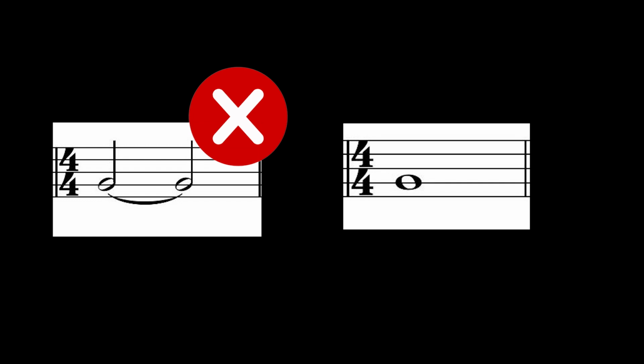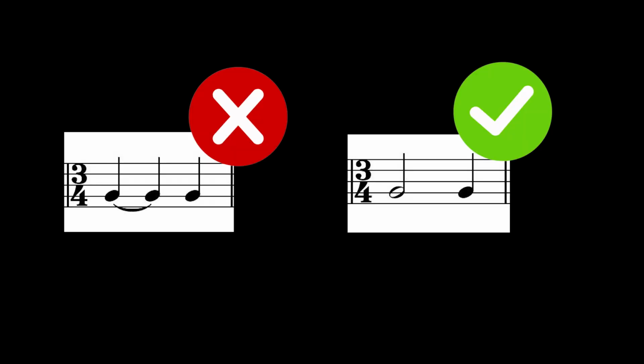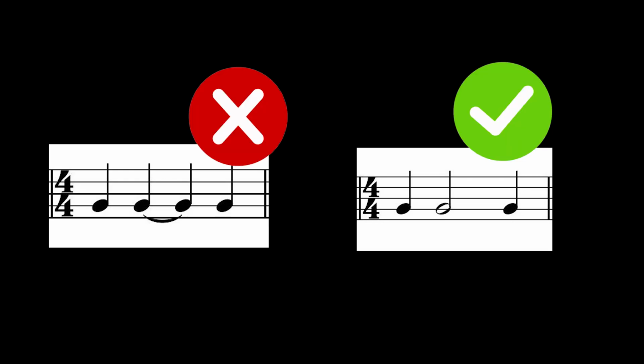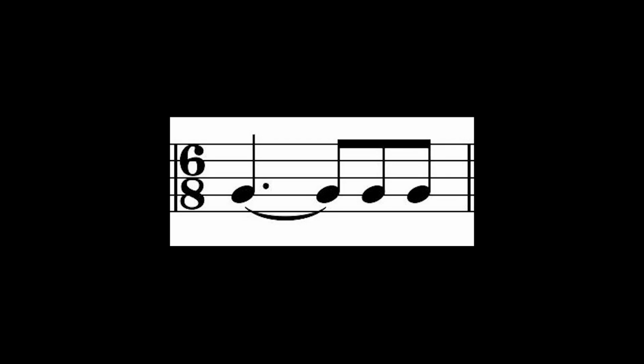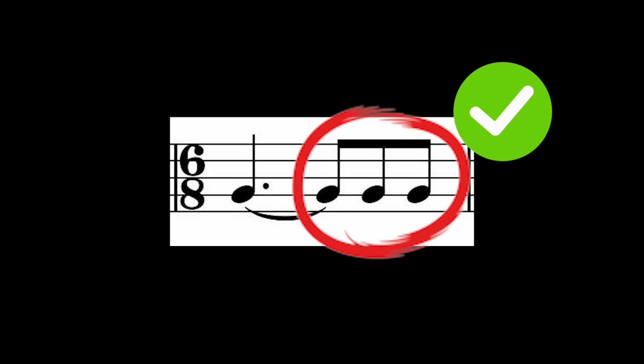Rule 2. Avoid ties whenever possible. Occam's razor says that the simplest explanation is often the most accurate. This applies to music too. Don't use a tie when a single note will do. The exception to this is in compound time, where a note tied across a beat must stay tied, but in all other cases, it's better to use one note.